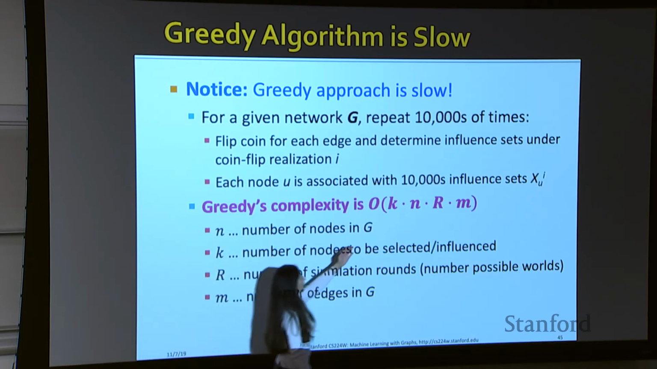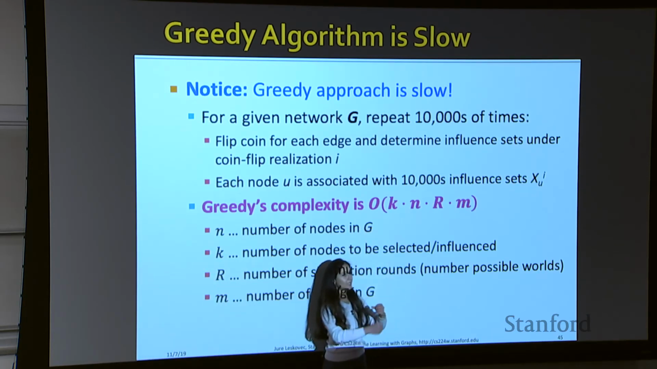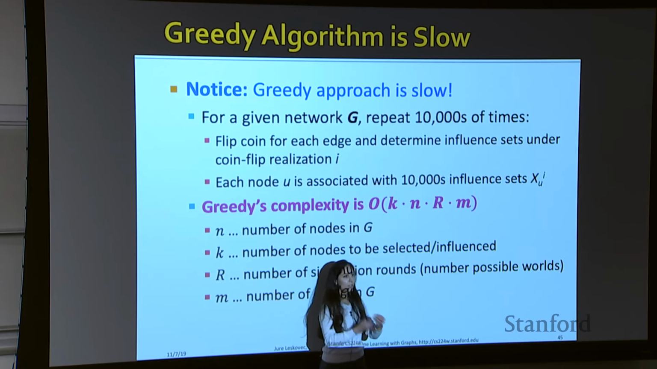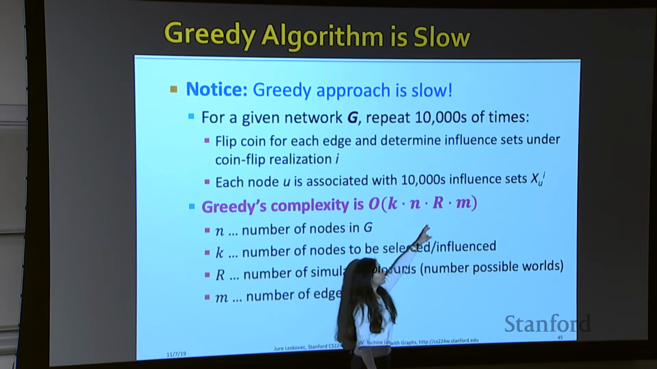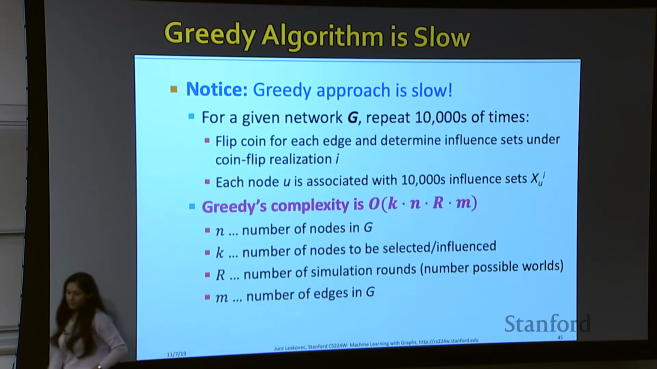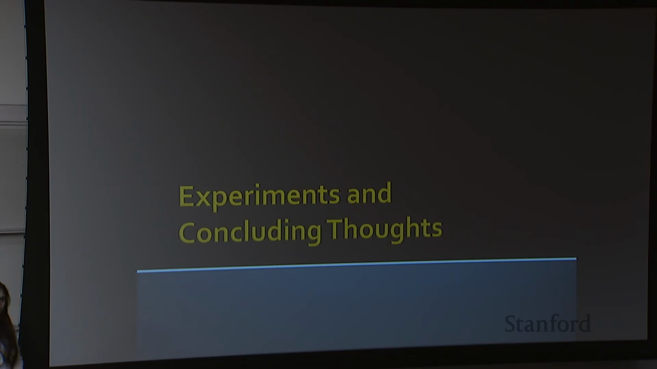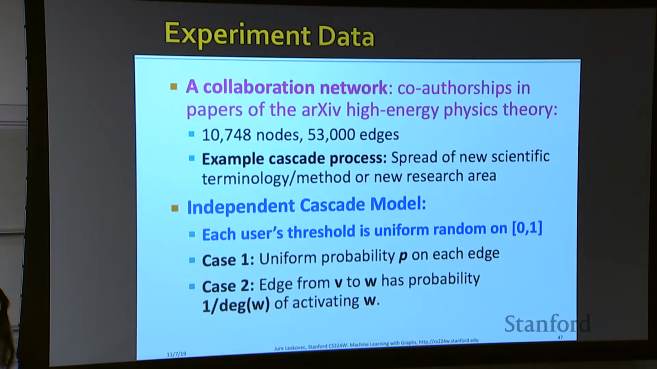So once again, this is only for greedy. For each of these k times n, I make k passes through all the nodes in my network, and I have n nodes. Each single time that I want to see how influential a single node is, I have to simulate R parallel worlds. In each of them, I have to do BFS. So this is the complexity of greedy. This is expensive. We will talk about how to speed this up, but let's see how greedy actually works in practice.